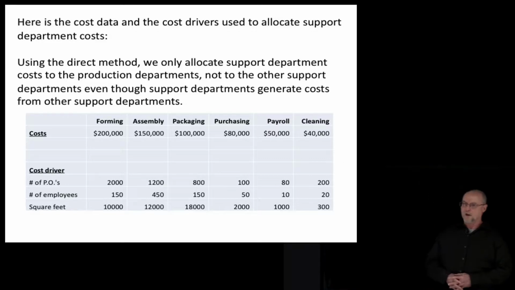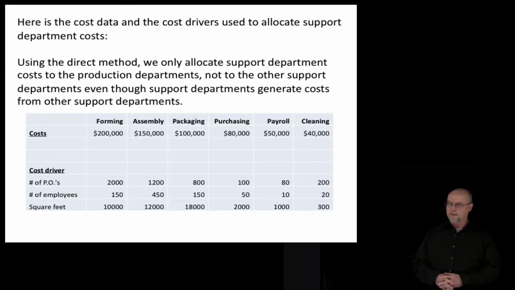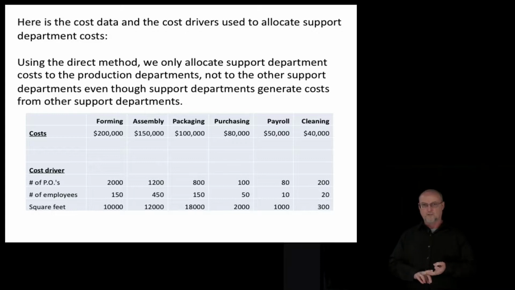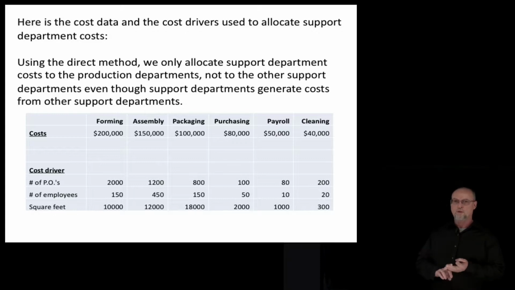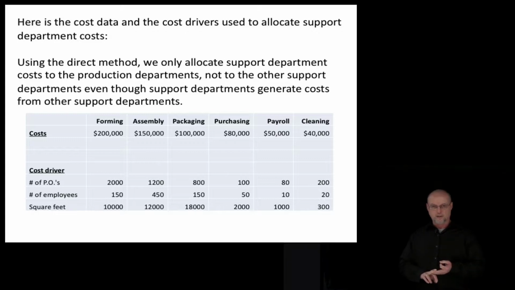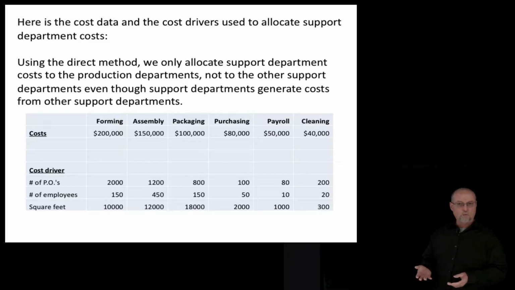Here are the various costs. So for forming, assembling, and packaging, think of those costs as raw materials or direct materials, direct labor, and overhead. Okay? Now, we are only going to allocate the support department charges to the production departments. We are not going to allocate any support charges to other support departments. You can do that, and in fact, it's appropriate, but that's a more complicated method, which we're not going to talk about.